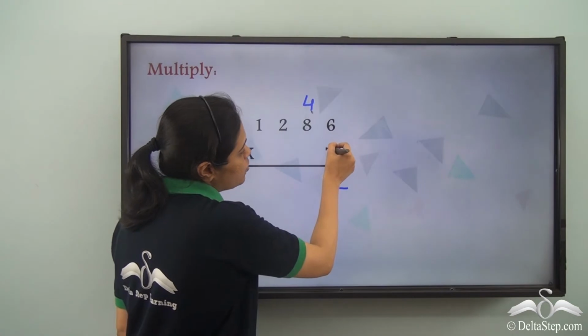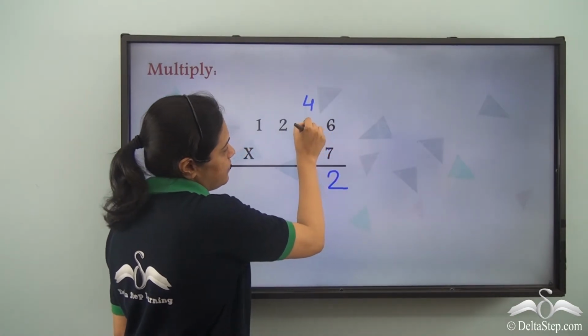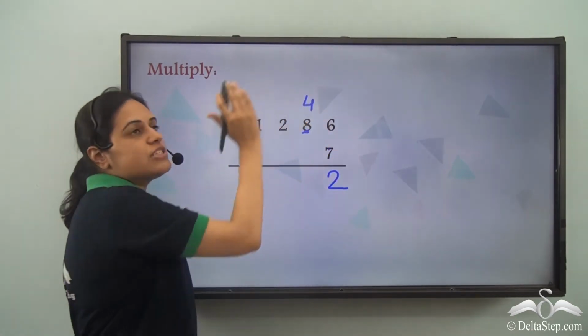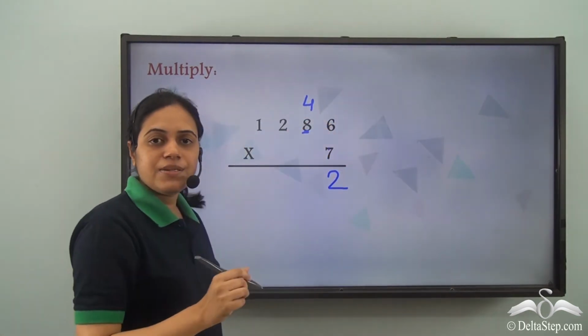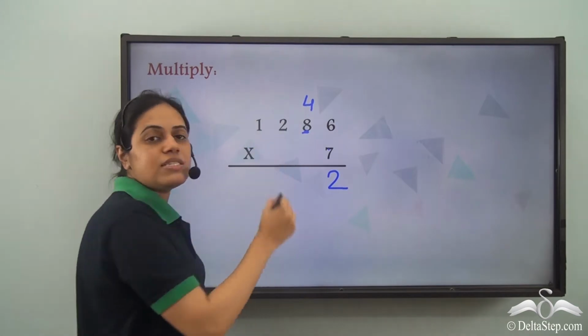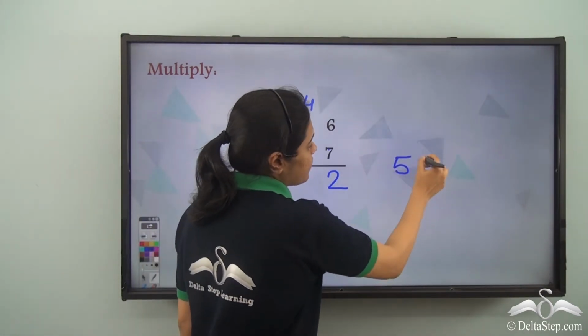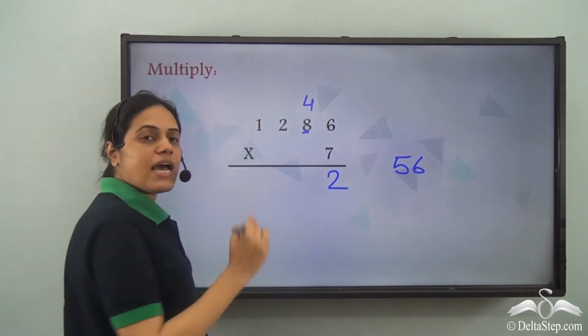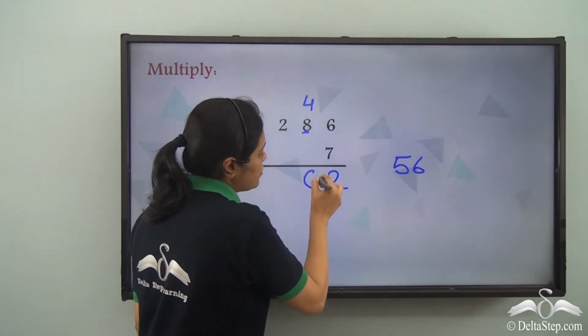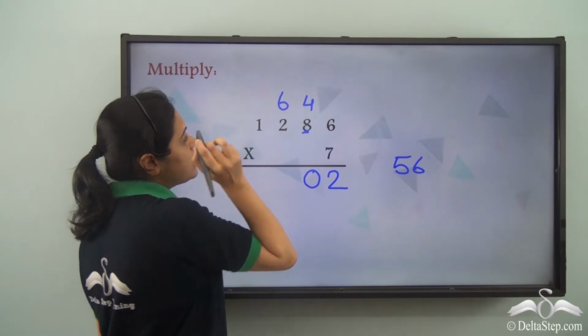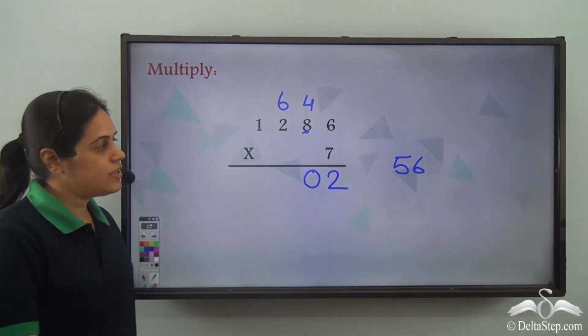Now I need to have 7 into 8. So I leave this 4 aside for the time being and I multiply 7 and 8. 7 into 8 is 56. To this 56 I add 4. 56 plus 4 is 60. So I write 0 of 60 here and 6 is carried.